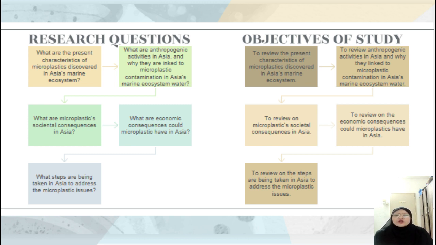Objective of study. First, to review the present characteristics of microplastic discovered in the Asia marine ecosystem. Second, to review anthropogenic activities in Asia and why they link to microplastic contamination in Asia marine ecosystem water. Third, to review microplastic societal consequences in Asia. Fourth, to review the economic consequences microplastic could have in Asia. Lastly, to review the steps being taken in Asia to address the microplastic issue.